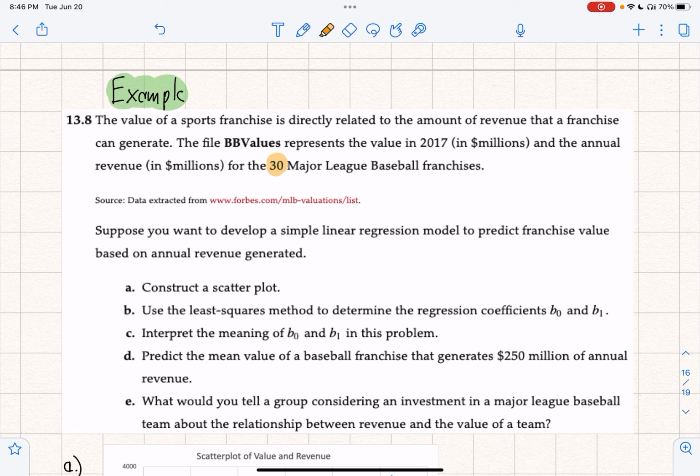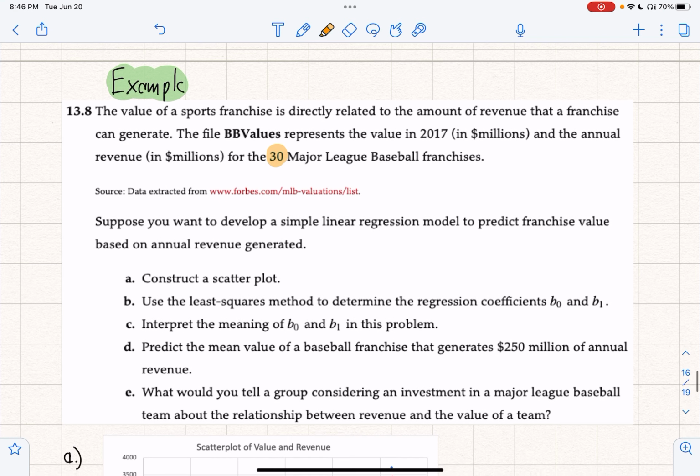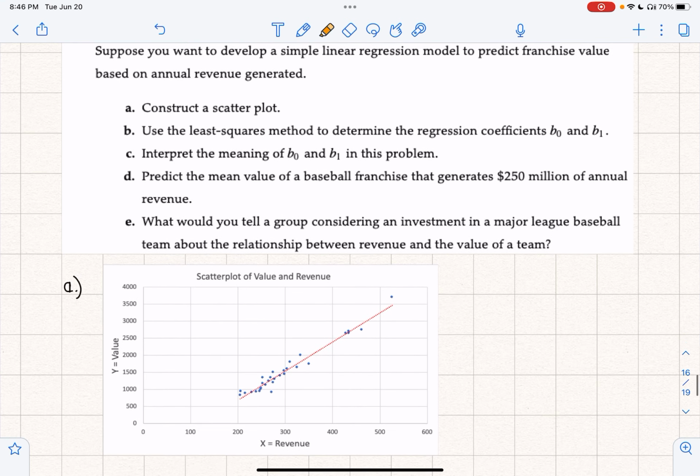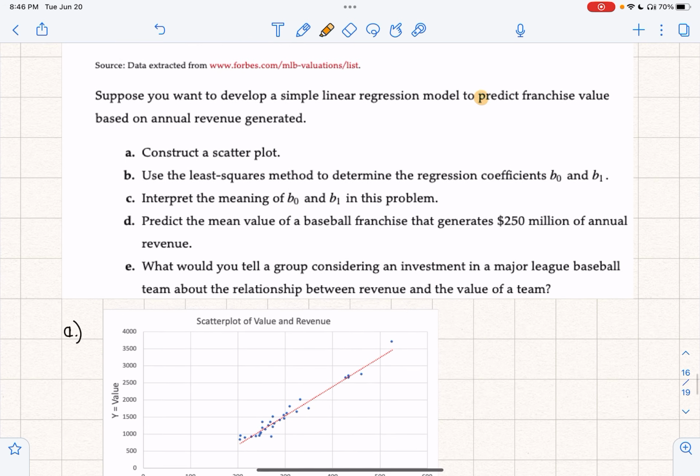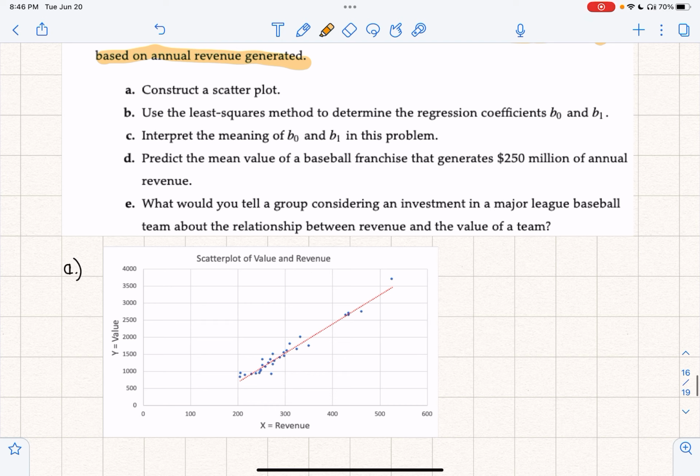So we'll create all of these tables and plots in Excel. I am just copying and pasting those over so that we can streamline our process for right now. So I created the scatter plot. Recall that we want to predict franchise value based on annual revenue generated. We want to predict value from revenue. So that's why I have revenue on the x-axis and value on the y-axis.